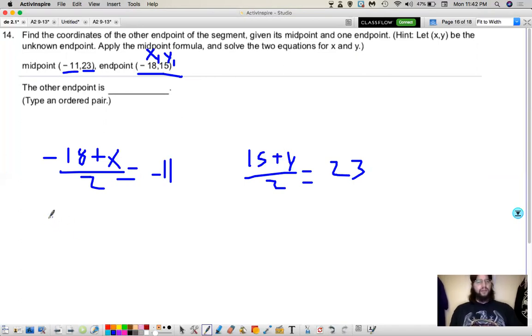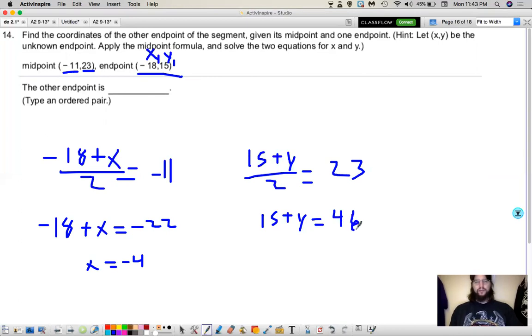Multiply through by 2: negative 18 plus x equals negative 22. Add 18 to both sides and get x is negative 4. 15 plus y equals 46. y equals 31. So it says type an ordered pair, so it makes you do that.